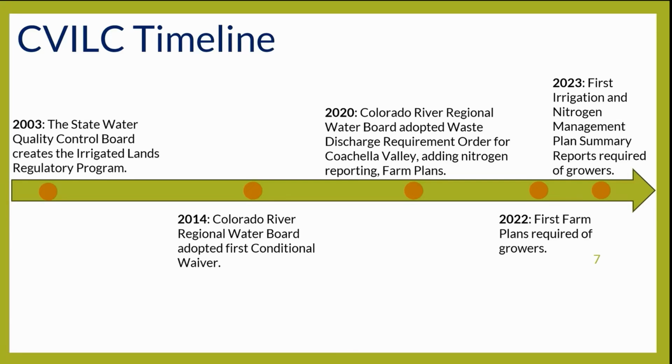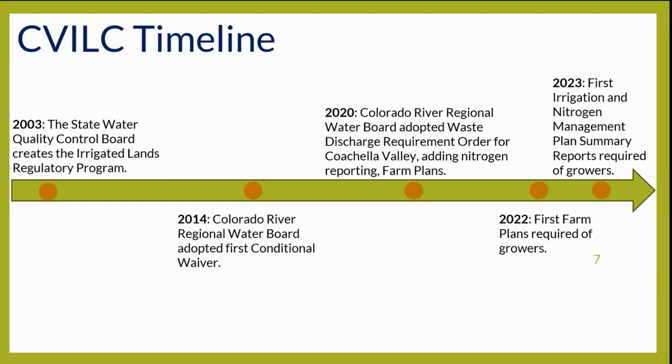The Irrigated Lands Program started in 2003. I think the first waivers were 2004, but in 2003 was where the state board said to the regional boards, you need to have an Irrigated Lands Program. We need to start regulating agriculture. Before that, there was no requirement to monitor surface water or groundwater or anything about what was coming off of agricultural fields. So this is all also in compliance with federal laws as well, right?